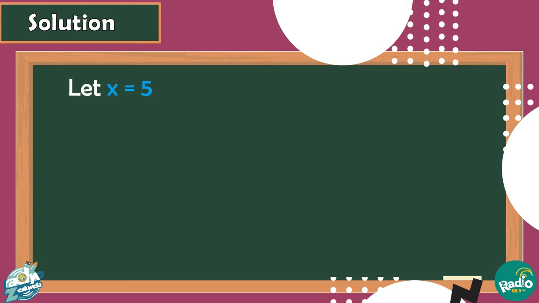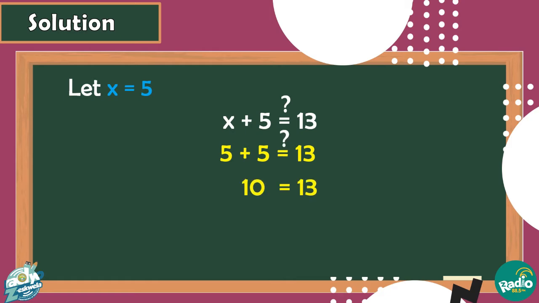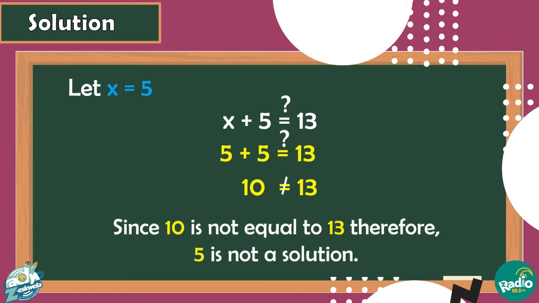How about x = 5? Substitute the value of x, which is 5, to our given equation. The given equation becomes 5 + 5 = 13. And 5 + 5 is 10. Copy, equals 13. Is this true? Since 10 is not equal to 13, therefore, 5 is not a solution.